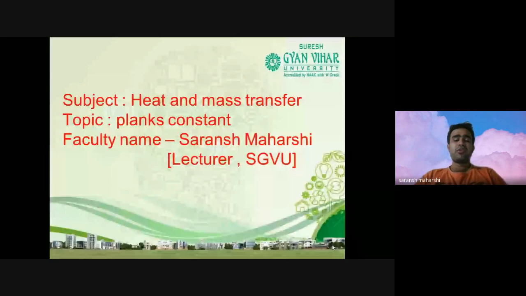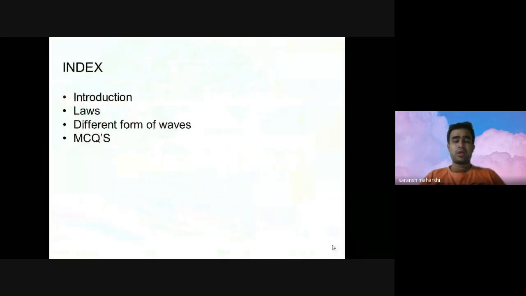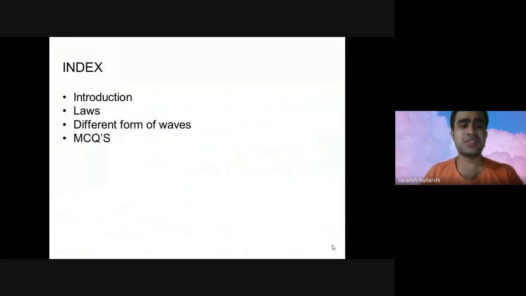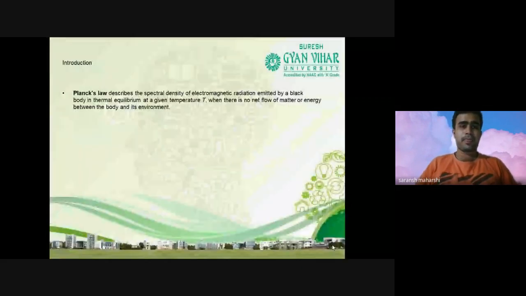And today we will discuss Planck constant, which is part of the subject heat and mass transfer. Here we will discuss some content: first of all, the introduction of Planck constant. Second is the laws. Third is the different forms of waves, and the fourth is some multiple choice questions. First of all, we will discuss the constant.